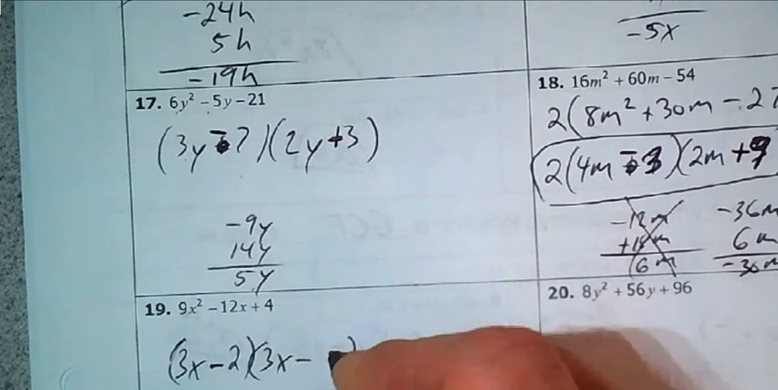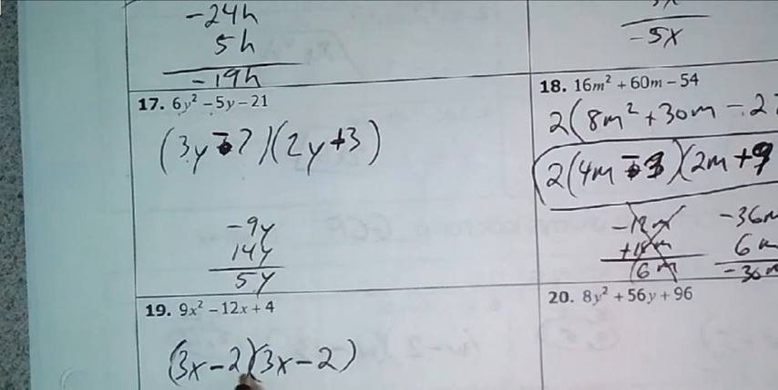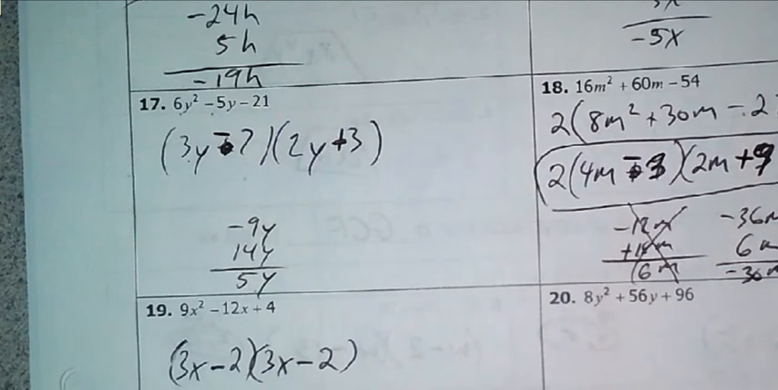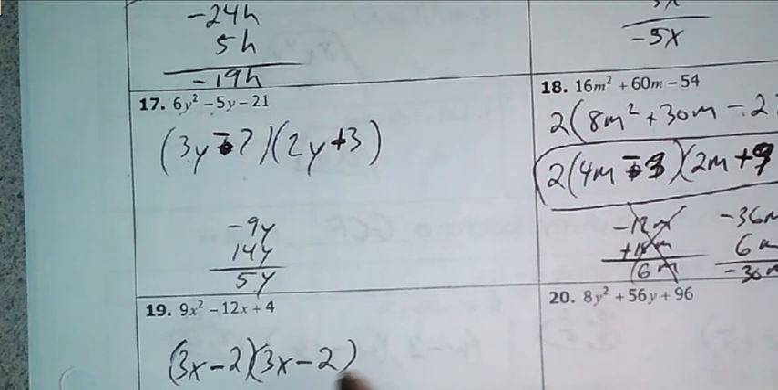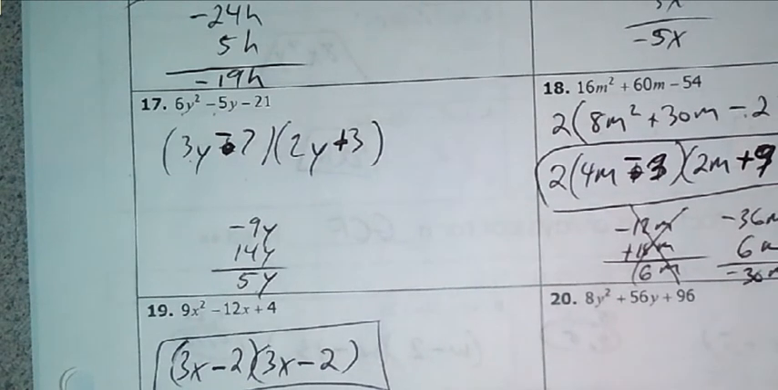And then the factors of 4 closest together are 2 and 2. So, we've got it laid out. Let's check it. 3x times negative 2 is negative 6x. And then negative 2 times 3x is negative 6x. Together, they're negative 12x. And that's what we wanted. So this is correct. So by just following a few simple rules, we were able to run into the answer. We ran into it because we did it a certain way.